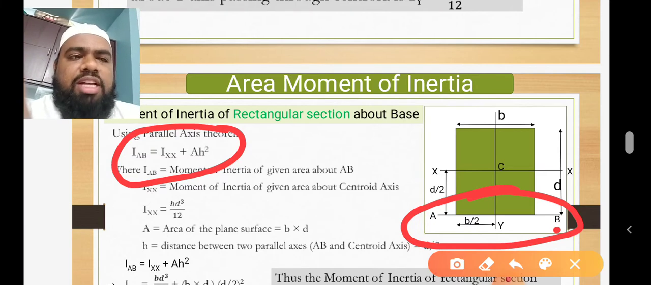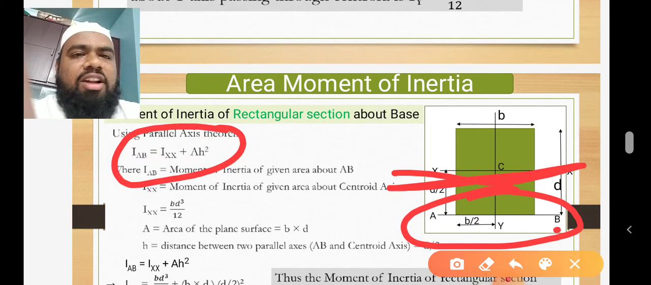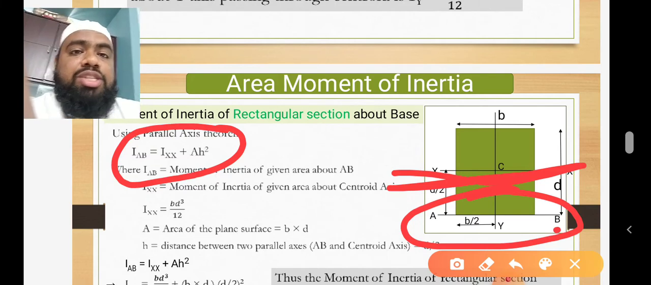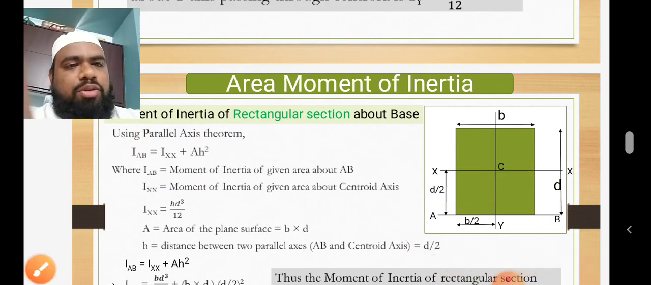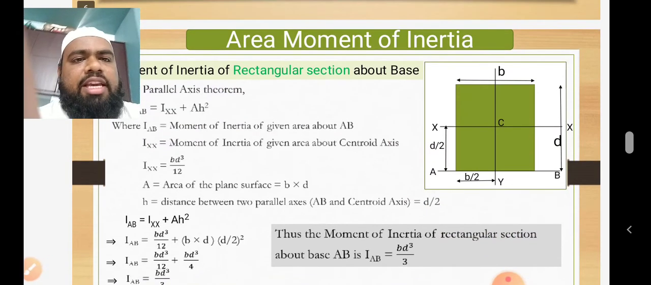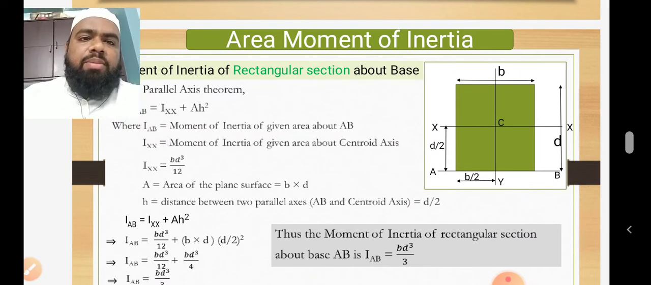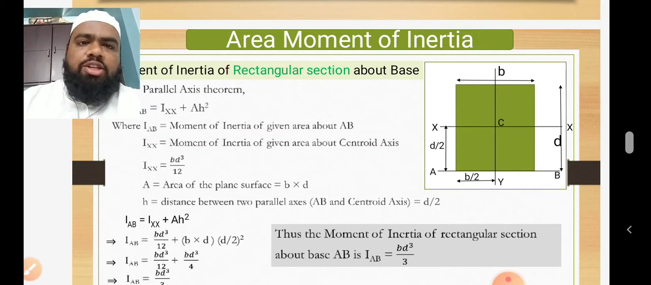So moment of inertia about AB is equal to moment of inertia about its centroidal axis, clear, about its centroidal axis, IXX, plus A into h square. This is what we have proved in the parallel axis theorem. So let's conclude the point. This is very easy. IAB is the moment of inertia about AB. IXX is equal to, as I told you right now.